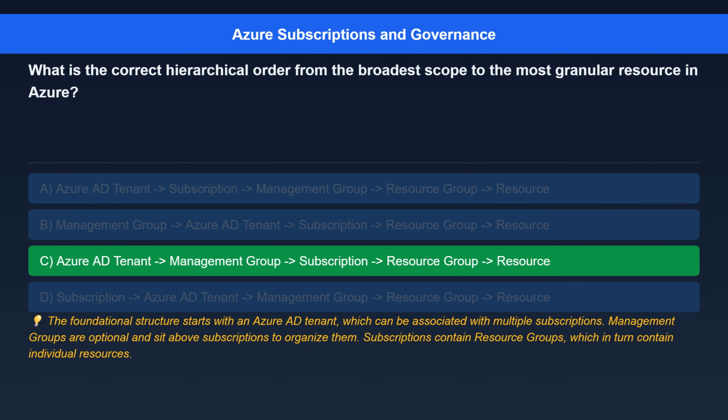The correct answer is Azure AD tenant to management group to subscription to resource group to resource. Here's the explanation. The foundational structure starts with an Azure AD tenant, which can be associated with multiple subscriptions. Management groups are optional and sit above subscriptions to organize them. Subscriptions contain resource groups, which in turn contain individual resources.